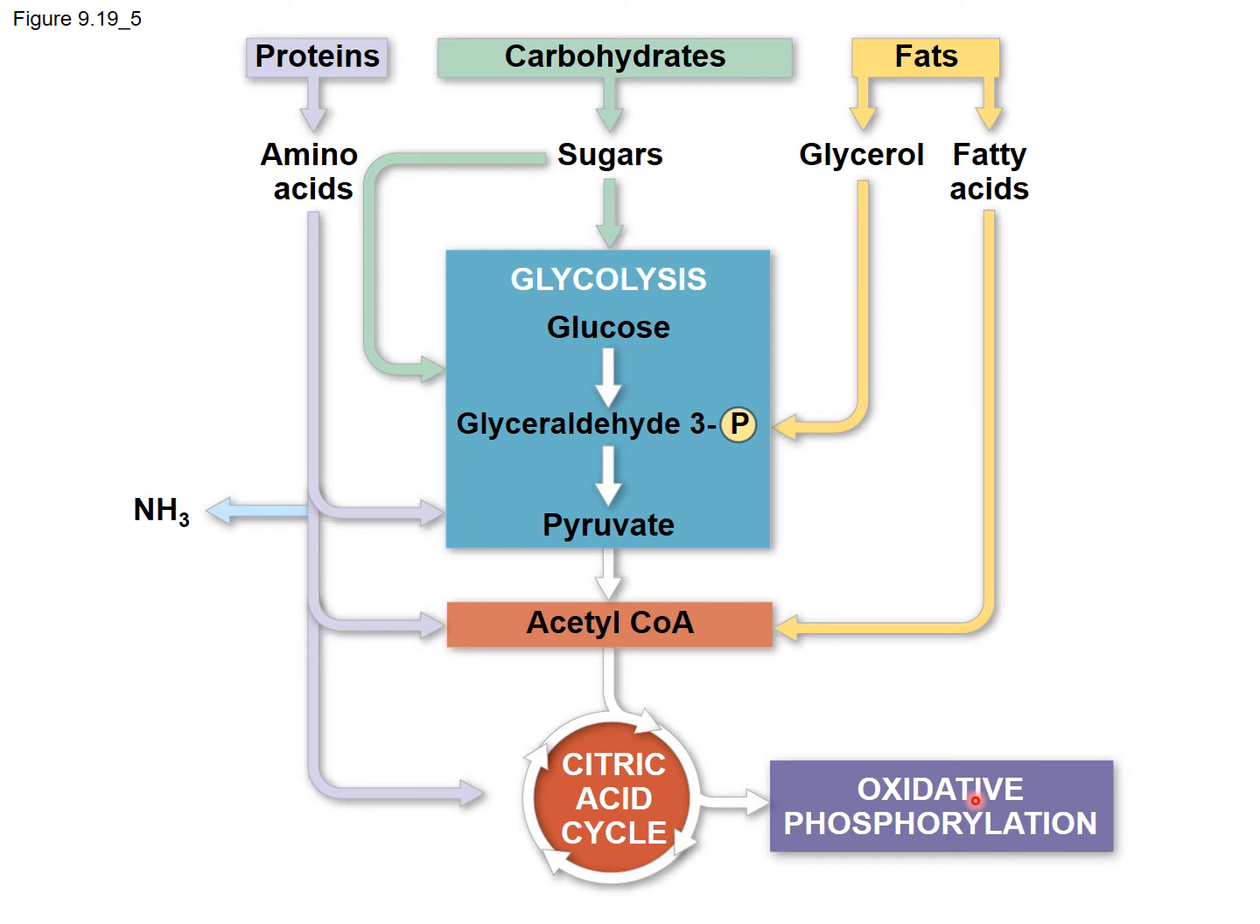Okay, so you can see there's crosstalk. We've got components of the breakdown of fats and components of the breakdown of glucose, which can be input as reactants at several points during this pathway in order to make ATP.